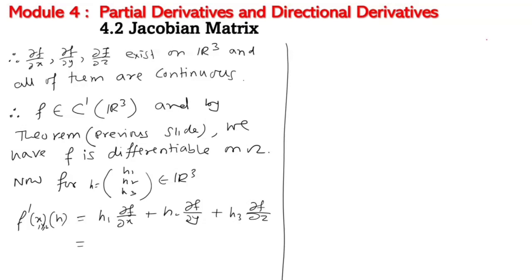So this is equal, with what we have already calculated, to minus 1 over (1 + 4x² + y² + z²) to the power 3/2, times (4x h1 + y h2 + z h3). So this is the answer.